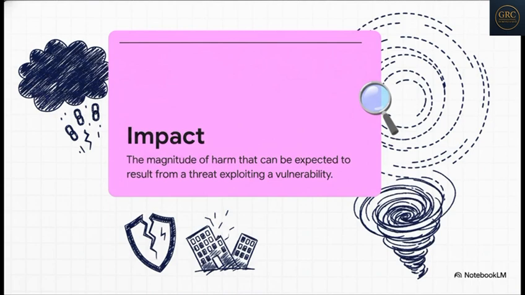And finally, there's impact. This is the so what part of the whole thing. If the bad thing actually happens, how much is it going to hurt? Impact is all about measuring the damage, the harm to your operations, your money, your reputation. It's the consequence when a risk stops being a what-if and becomes a reality.